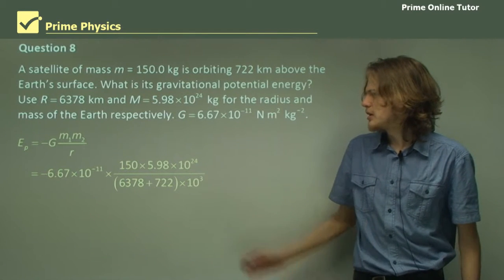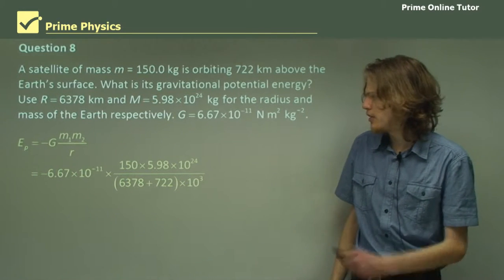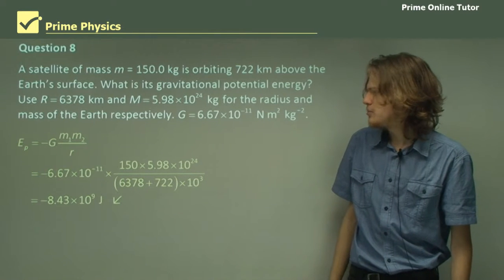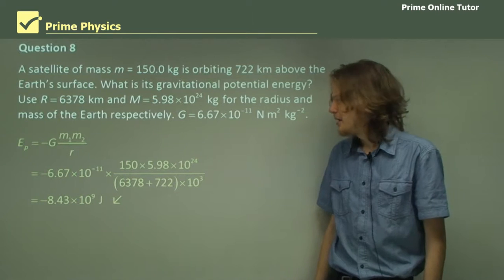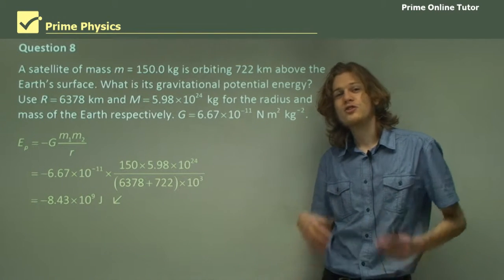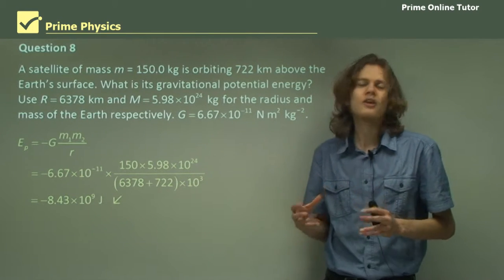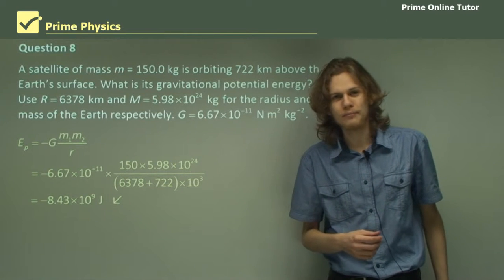All right, so this equation seems fairly straightforward. Let's evaluate that. It turns out to be minus 8.43 times 10 to the 9 joules. This is quite a large number, so you can see that there's a huge amount of work that needs to be done to launch a satellite into that orbit.